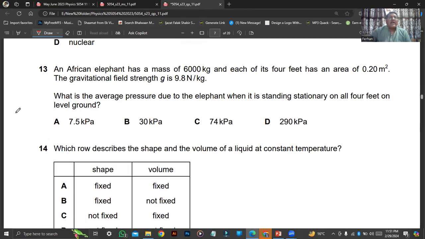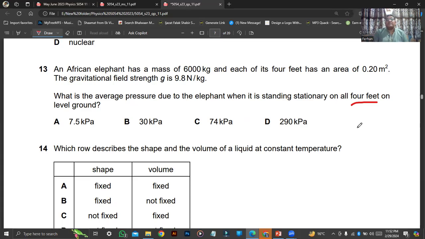Question number 13. An African elephant has a mass of 6,000 kg, and each of its 4 feet has an area of 0.20 meters square. The gravitational field strength G is 9.8 Newton per kg. What is the average pressure due to the elephant when it is standing stationary on all 4 feet on level ground? The area of 1 foot is 0.20 meters square, because he has 4 feet on the ground. So its contact area will be 4 multiplied by 0.20.